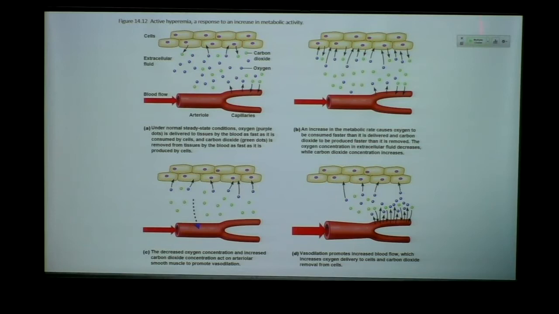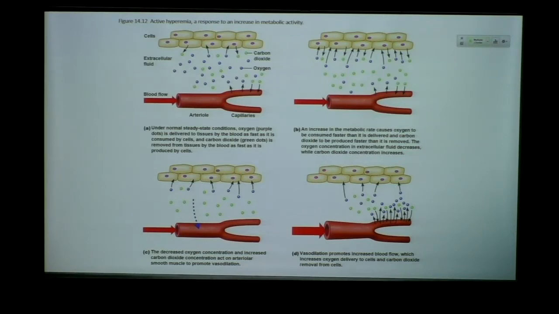If we increase our metabolic rate, so let's say these tissues are under high metabolic demand, they're going to start producing more carbon dioxide than the amount of oxygen that's coming in, right? And so what we have is a mismatch of the carbon dioxide and oxygen. We can see the green dots start building up here more, and that is an indicator to increase the radius of these arterioles, which is brought about by vasodilation. That brings more oxygen in, and then as we can see here, we can match the oxygen consumption and the carbon dioxide removal once again.